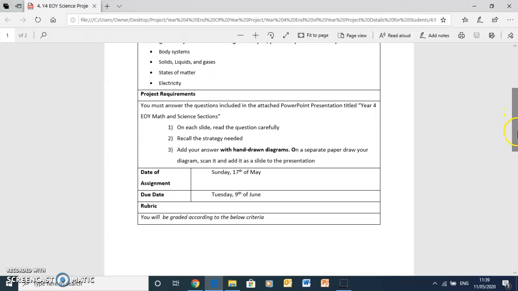Project requirements. You must answer the questions included in the attached PowerPoint presentation titled Year 4 End of Year Math and Science Sections. On each slide, read the question carefully. Recall the strategy needed. Add your answer with hand-drawn diagrams. On a separate paper, draw your diagram, scan it, and add it as a slide to the presentation. Date of assignment, Sunday, 17th of May. Due date is Tuesday, 9th of June.